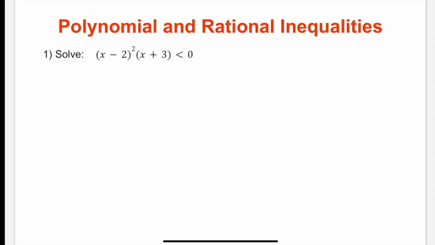Today we're doing polynomial and rational inequalities. The idea is that we need to solve them, okay? How do we solve them? We need to find what values of x will satisfy this inequality.